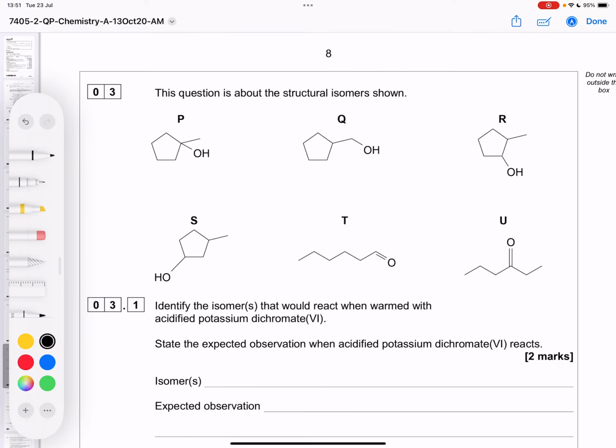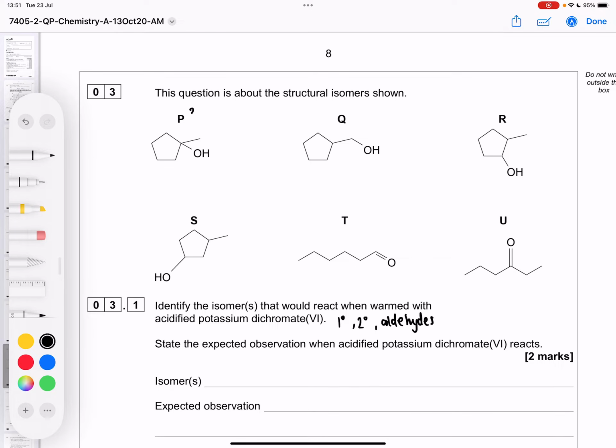This question is about the structural isomers shown. So you can see we've got 6 structural isomers. It says identify the isomers that would react when warmed with acidified potassium dichromate. So that's an oxidizing agent that oxidizes primary alcohols, secondary alcohols and aldehydes. So let's have a look through our structures.